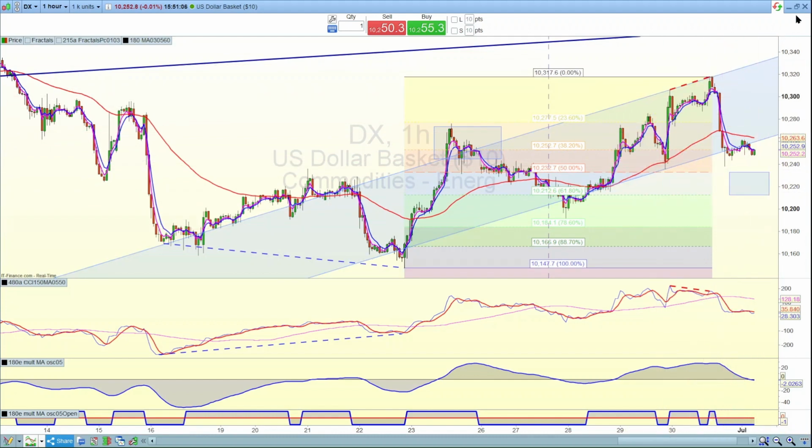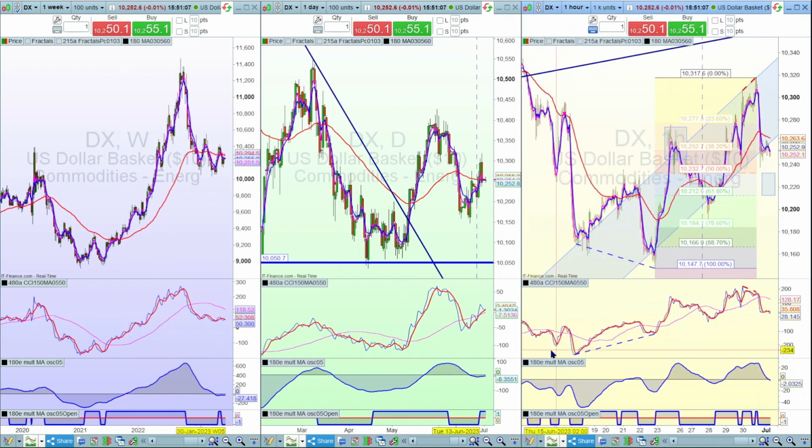There's two different strategies used here. One is the divergence, and secondary is the trading on the lower time frame using the weekly and daily time frame, which are uncertain at the moment.